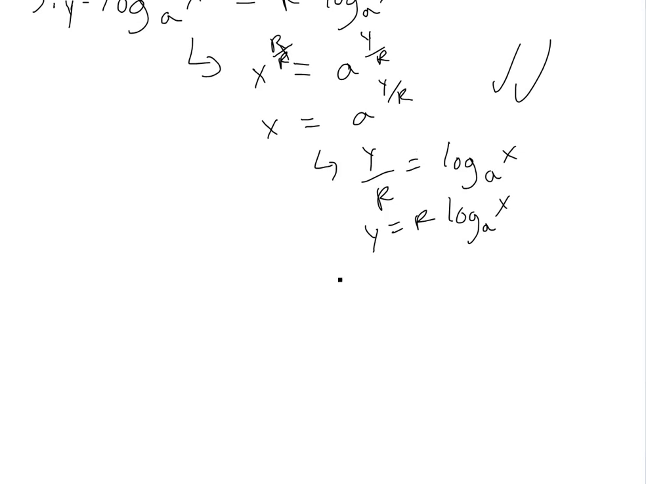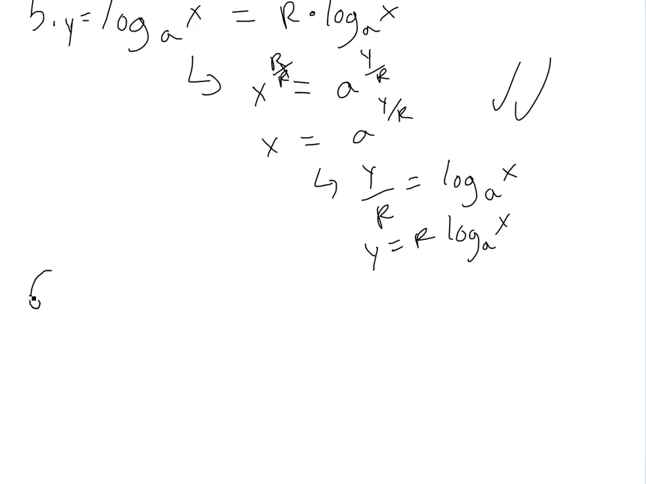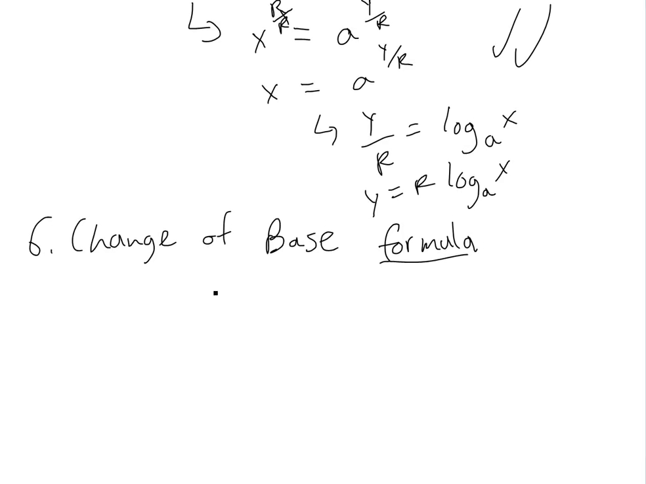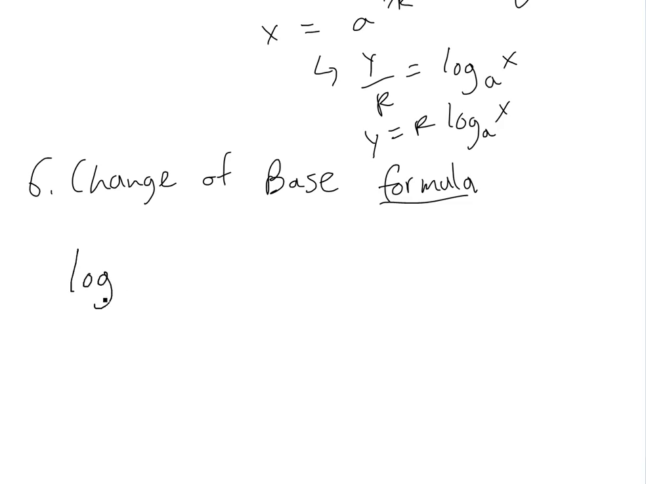The last one we'll look at, let's call this number 6, is the change of base formula. This one's really useful, especially when you're looking at natural logs, which I'll show later, and also with log base 10, which is mostly used. So this is the formula: log_a of x equals log_b of x over log_b of a, where b is any base.